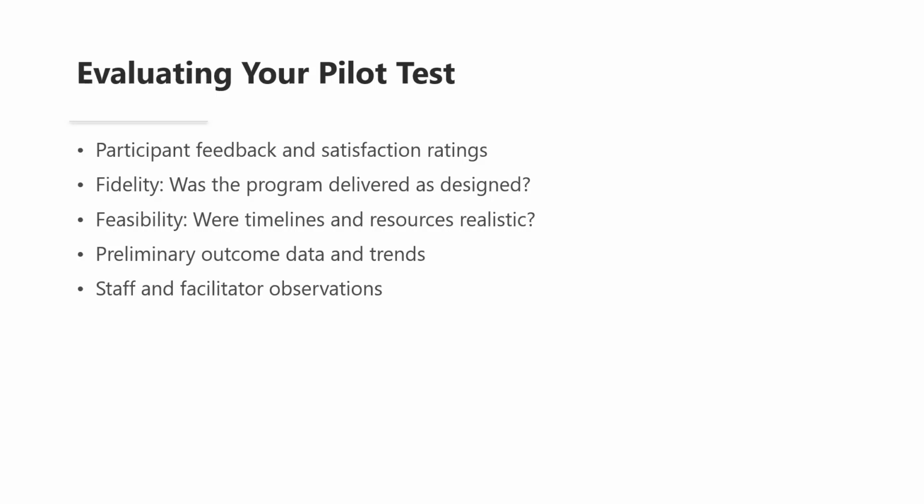Even though a pilot is small, you should look for trends in the right direction. Are knowledge scores improving? Are participants reporting behavior changes? These early signals help justify the decision to expand, and they are encouraging to see. The fifth criterion involves staff and facilitator observations. The people delivering the program often notice things that surveys miss, such as confusing instructions, activities that ran too long, or technology that did not work properly.